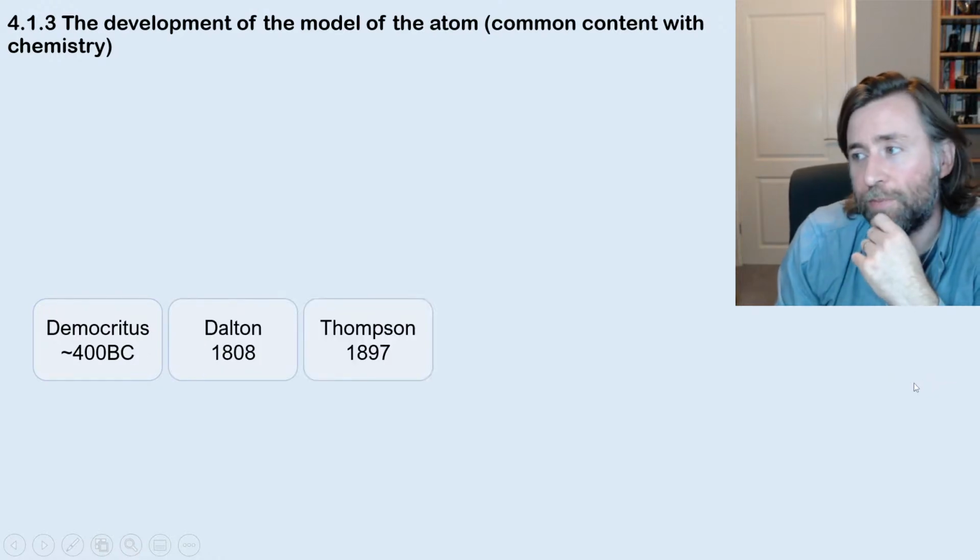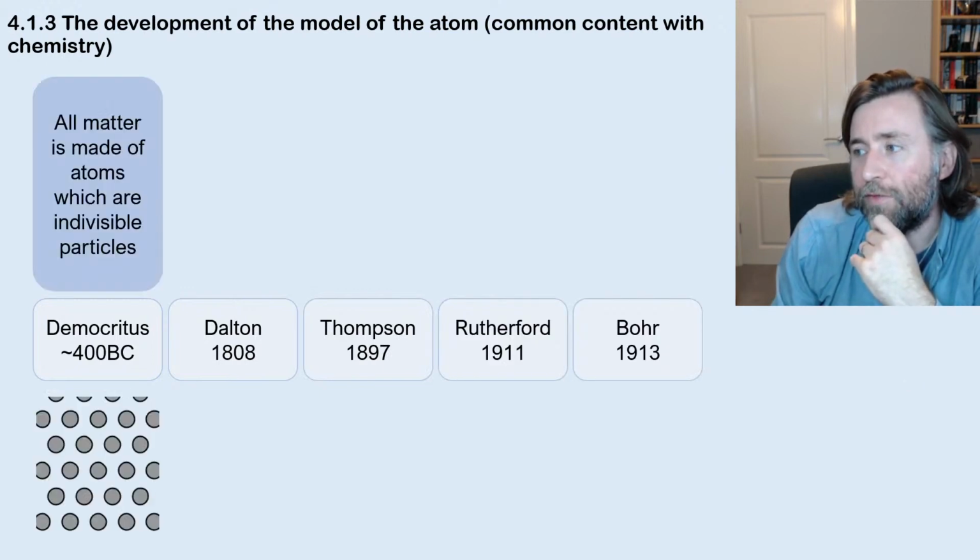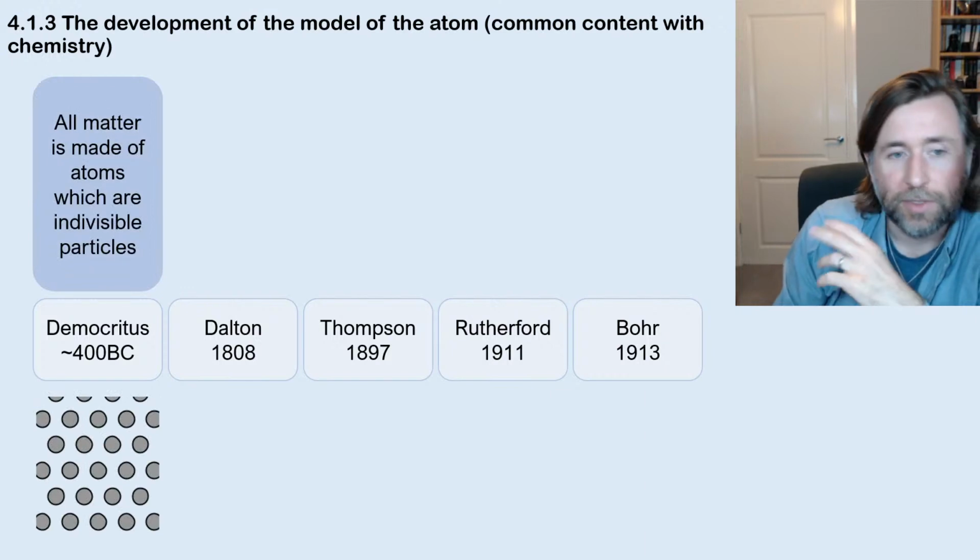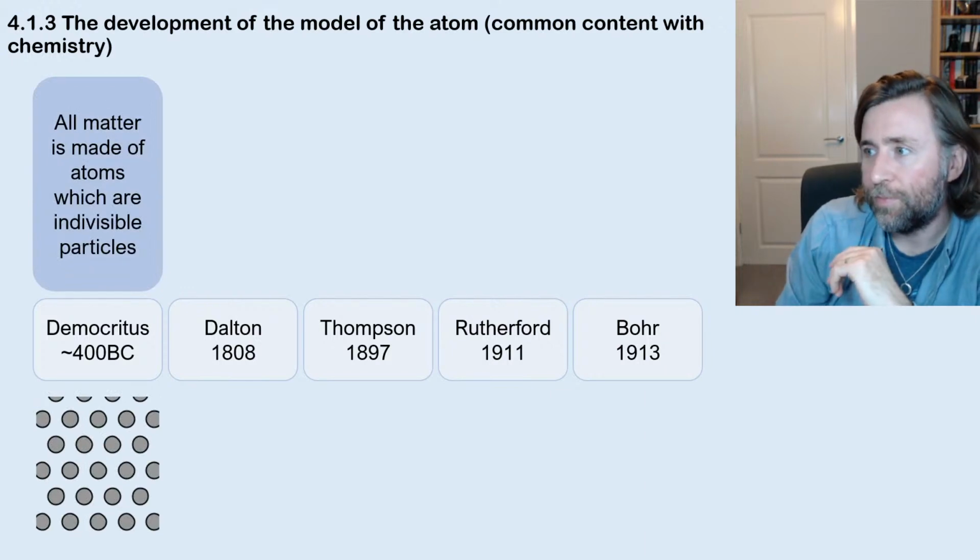I'm going to talk about the development of the model of the atom now just briefly. It started with Democritus, then Dalton, Thomson, Rutherford and Bohr. And this really focuses on the change between Thomson and Rutherford, but we should know the whole story.